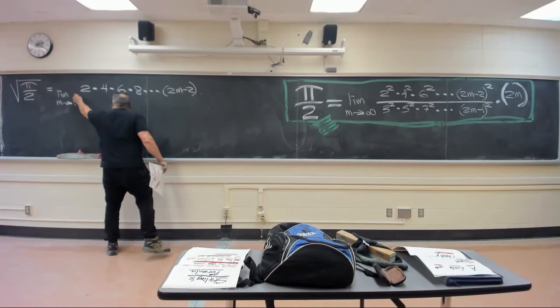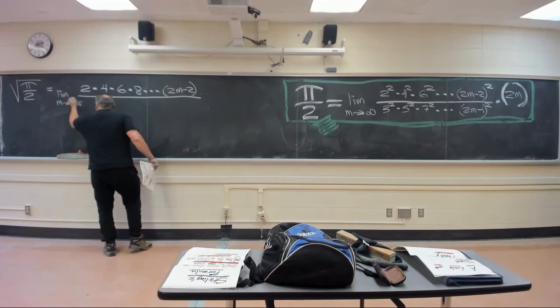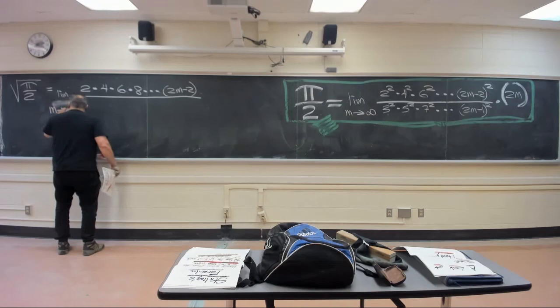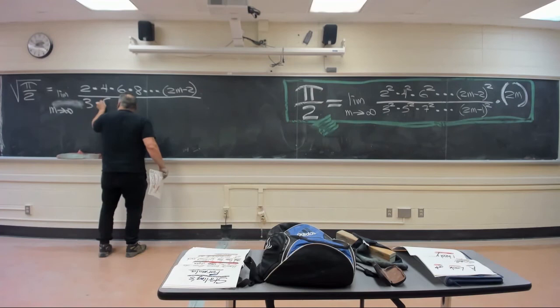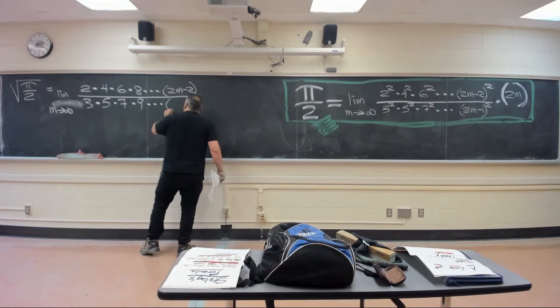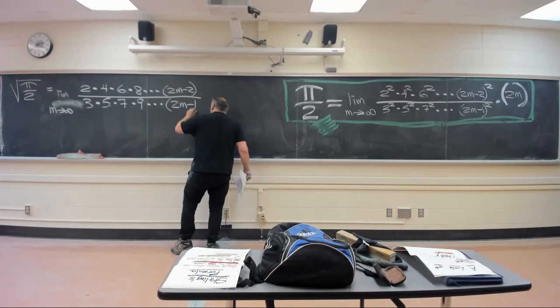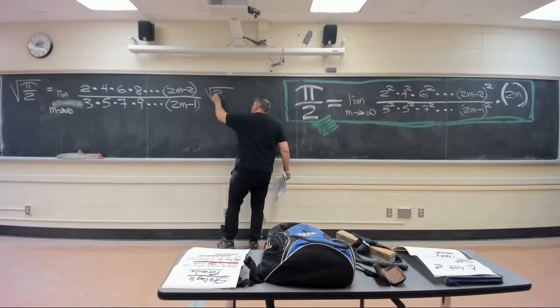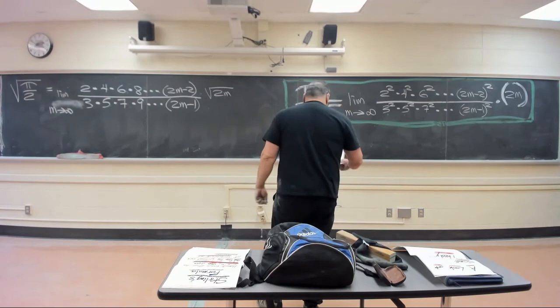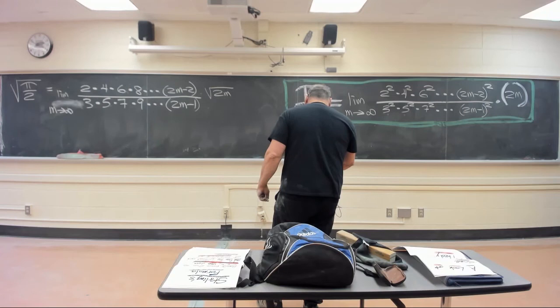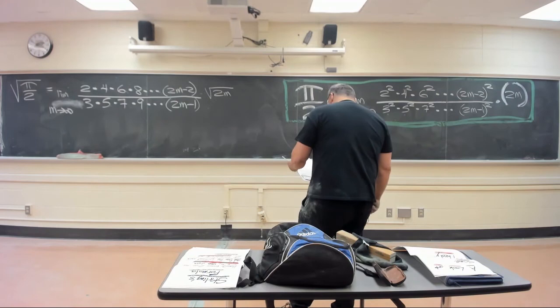Over, here's the 3, the 5, the 7, the 9. Yeah, it's one bigger. Well, what's one bigger than 2m minus 2? Add 1 to 2m minus 2. You've got the square root of the product 2m. Sure. And you'll see it in the notes, guys. True. They say a lot of stuff. Let me stay with it.